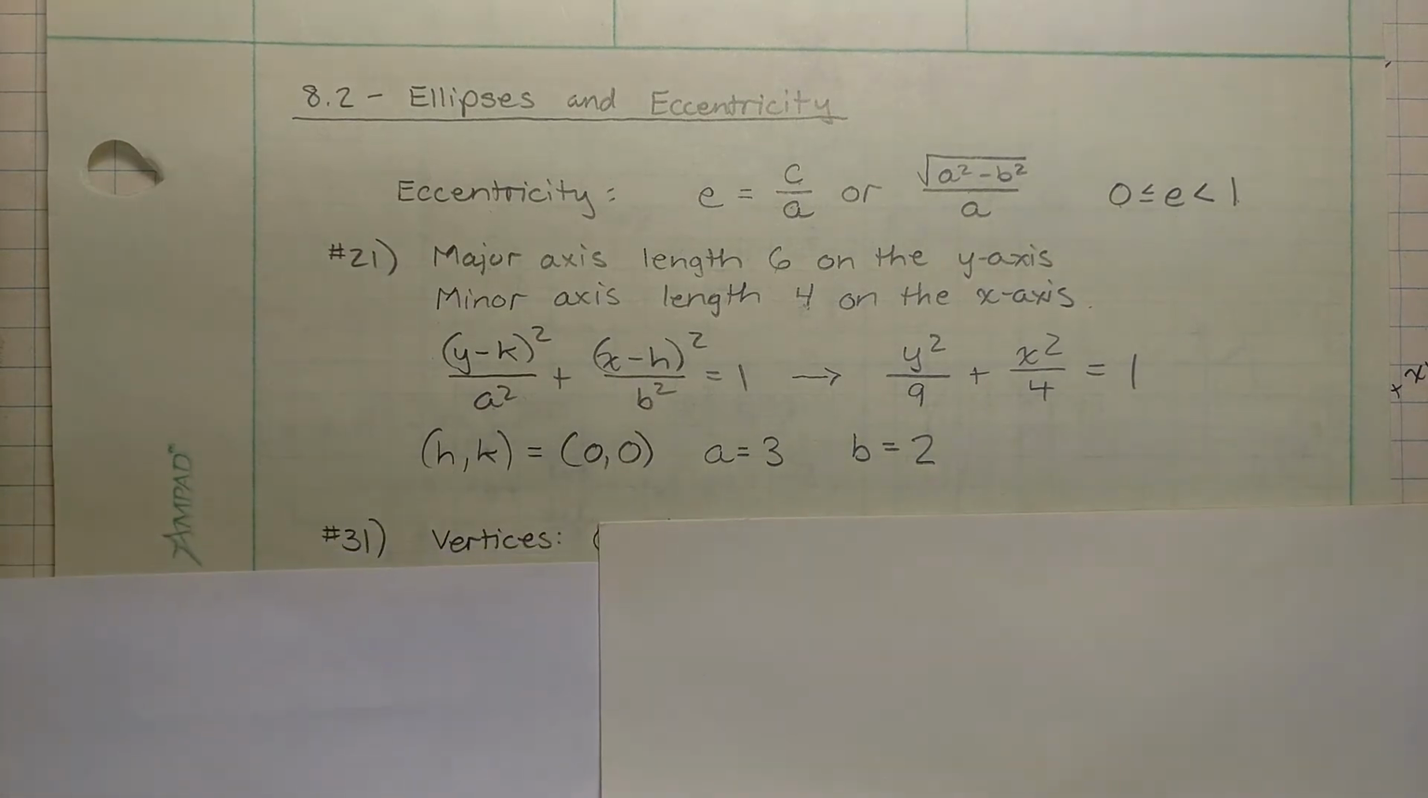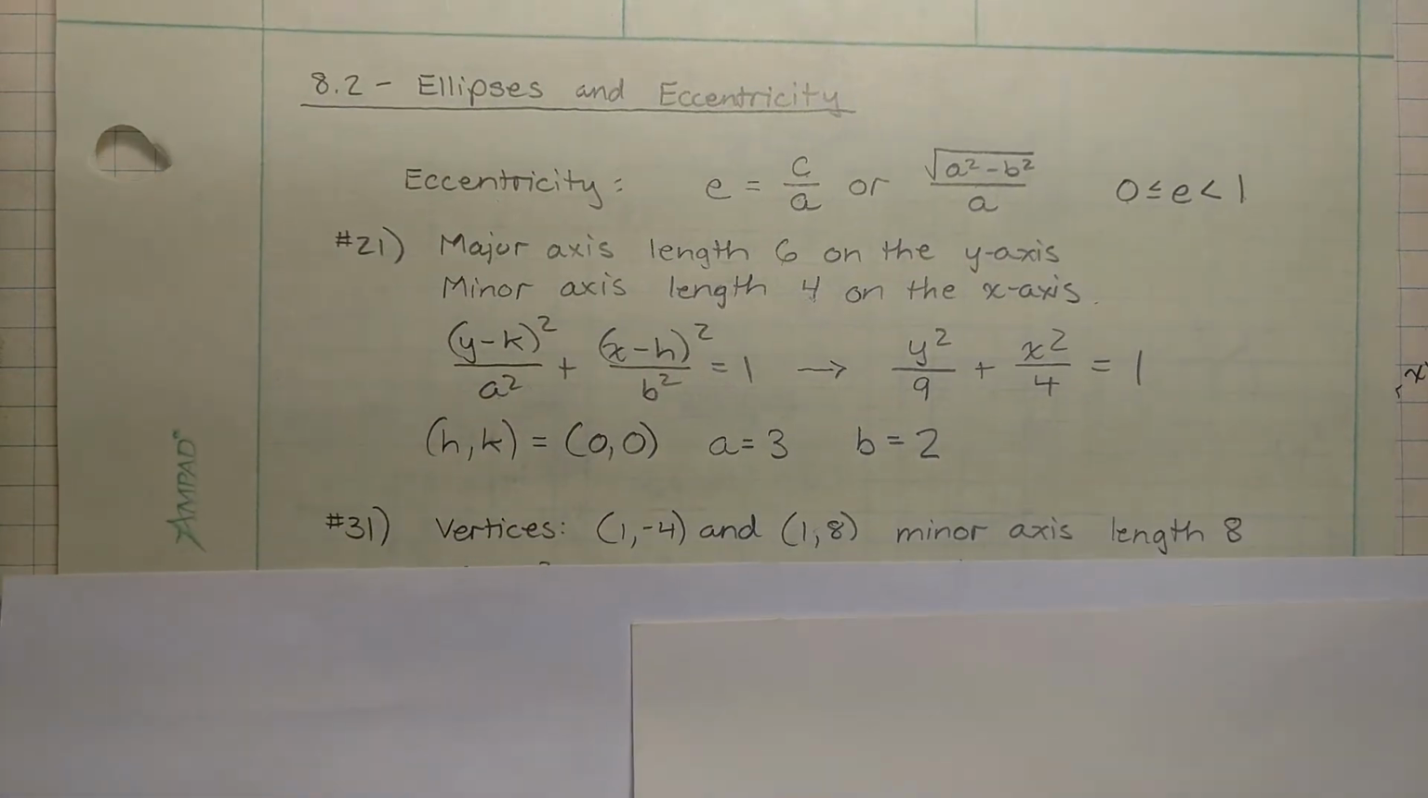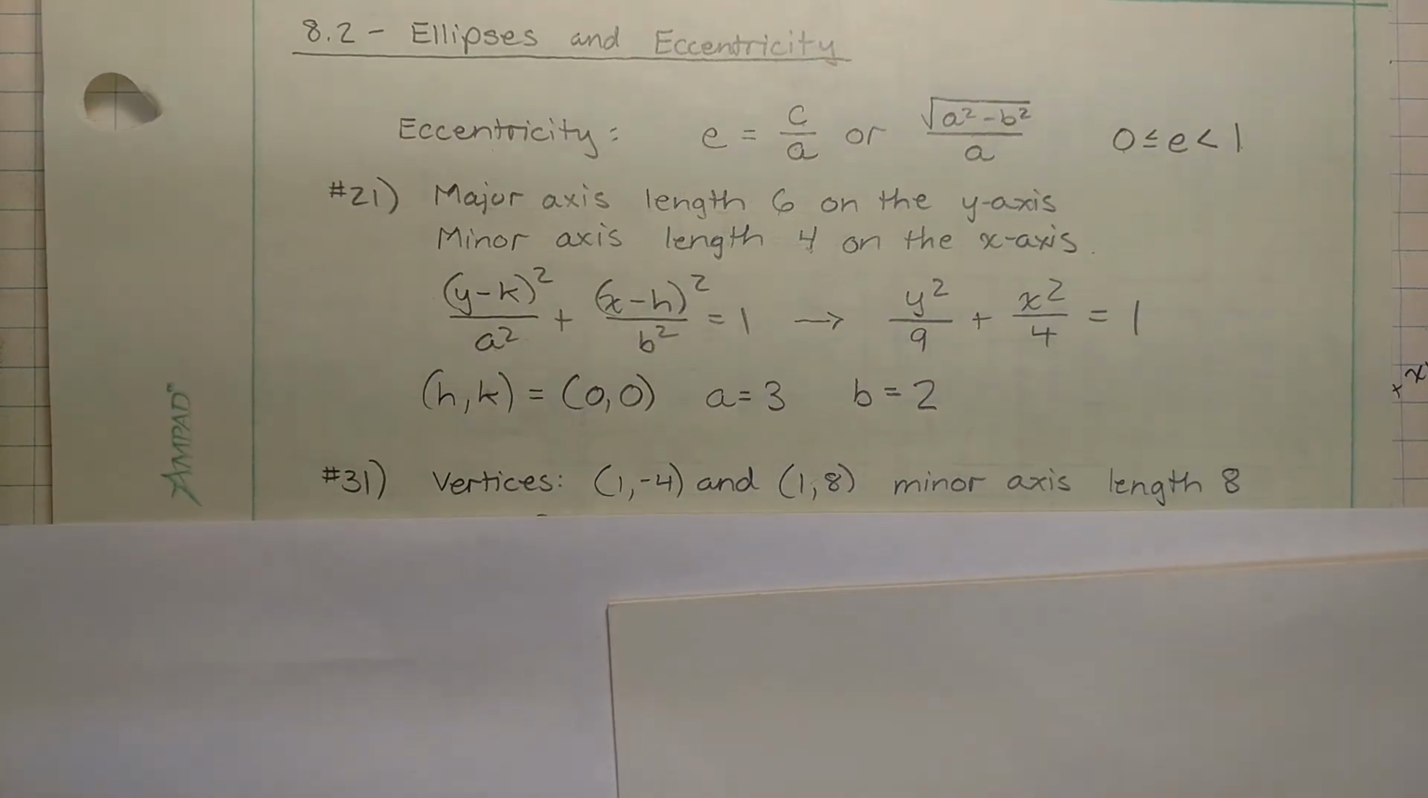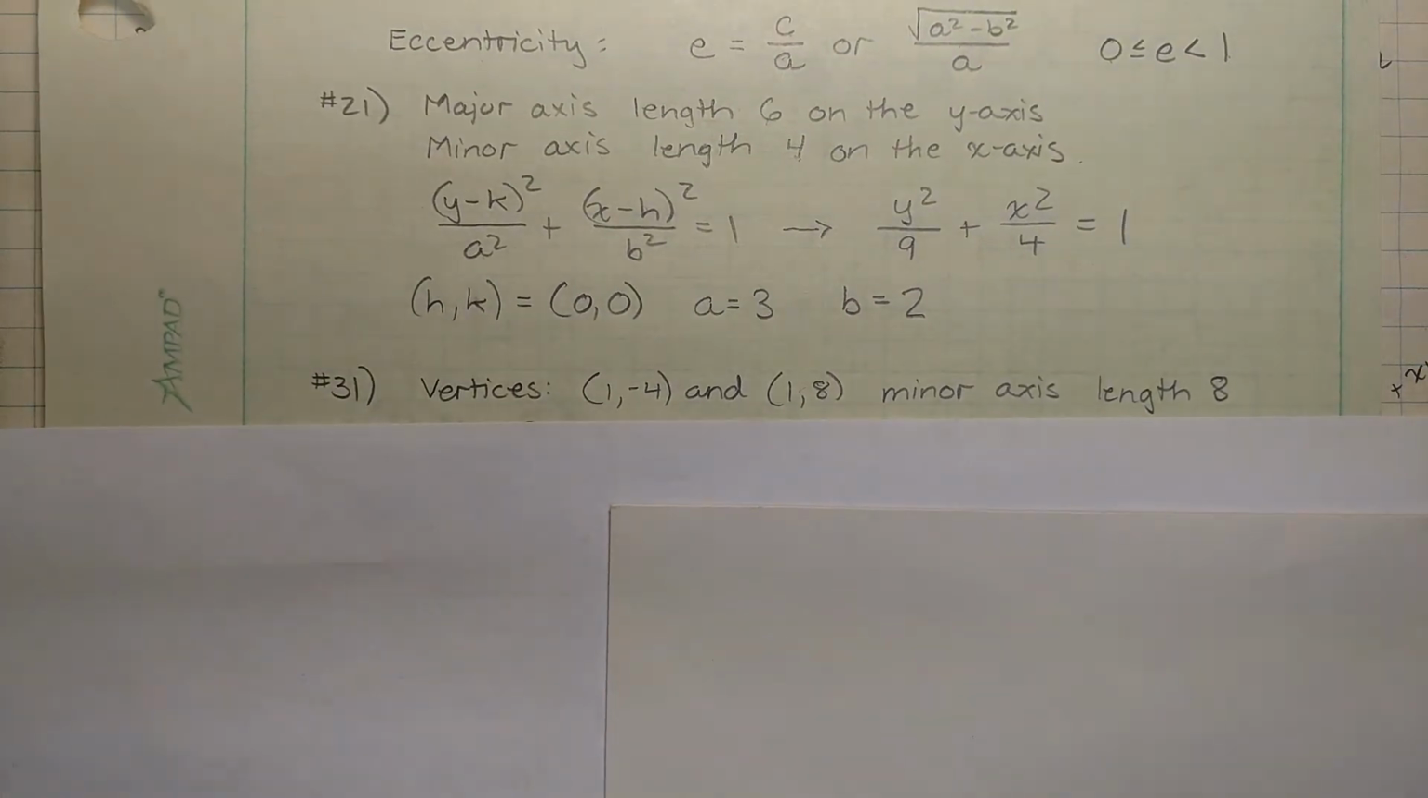Okay, let's look at 31. Once again, we're finding our equation. And so we're given the following information.